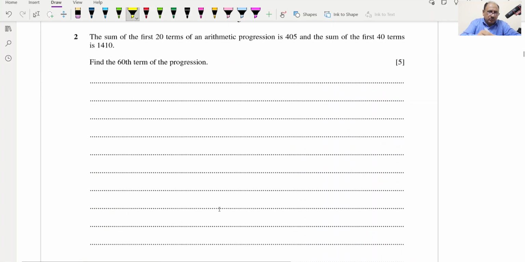Now question number 2. Question number 2 says the sum of the first 20 terms of an arithmetic progression is 405, and the sum of the first 40 terms is 1410. Find the 60th term of the progression.